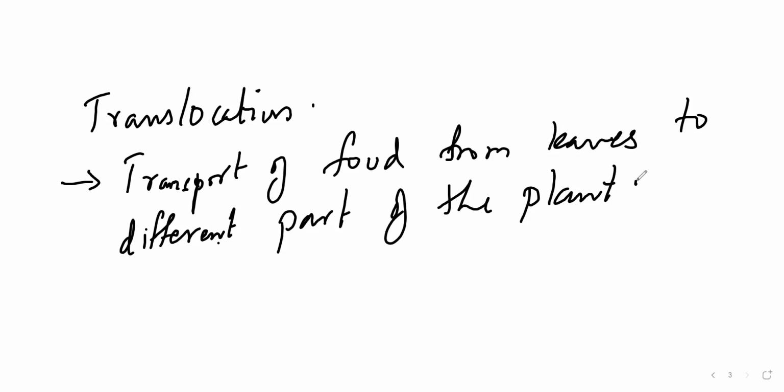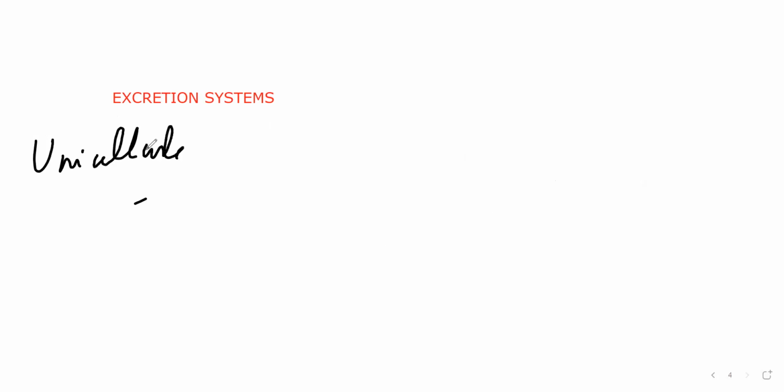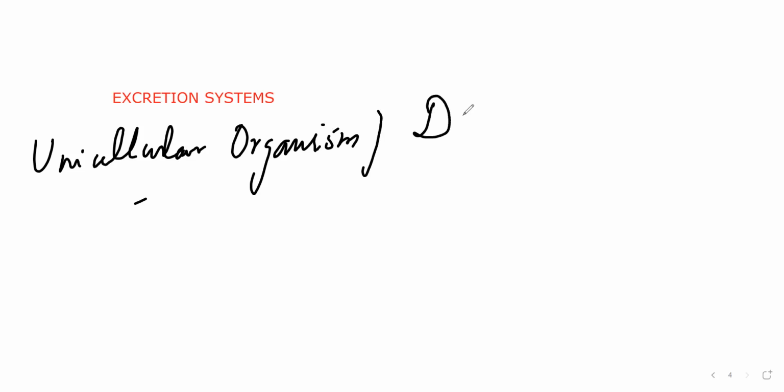So now coming to the excretion system in human beings. That is pretty much easy. But before going to the excretion system in human beings, how do unicellular organisms remove waste? By simple diffusion. If they ask in a one-marker regarding excretion in unicellular organisms, they remove waste by diffusion.